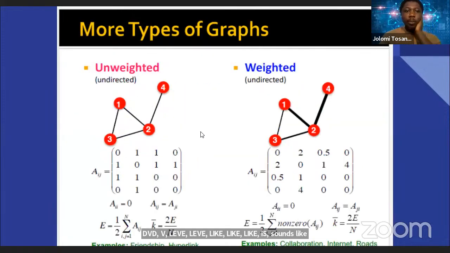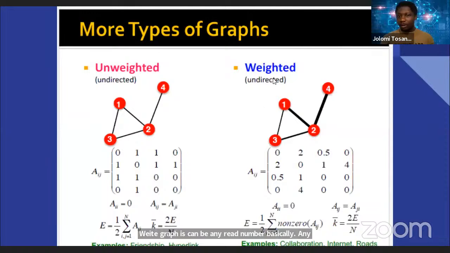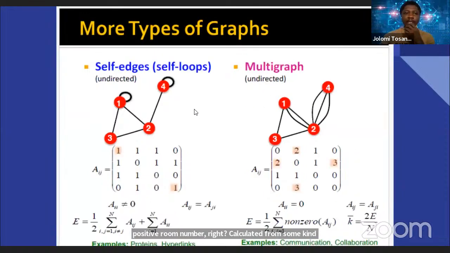And then we also look at more types of graphs. That means we have the unweighted and weighted graph. Basically, in an unweighted graph, the values in the adjacency matrix are either 1 or 0, but a weighted graph can have any positive real number, calculated from some kind of weighting system. And then we also look at self edges. For example, a node can also connect with itself, in some cases. And then we can also have things like a multigraph, where there can be multiple edges connecting two nodes. In such a case, you can just count the frequency of the edges and put it in the adjacency matrix.